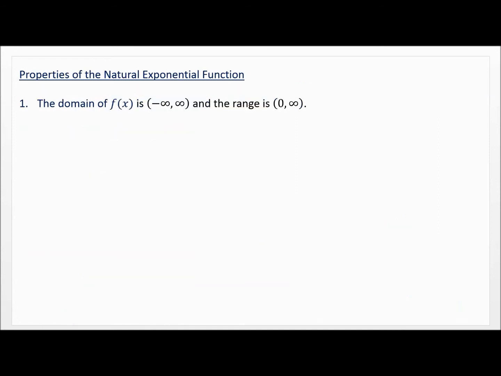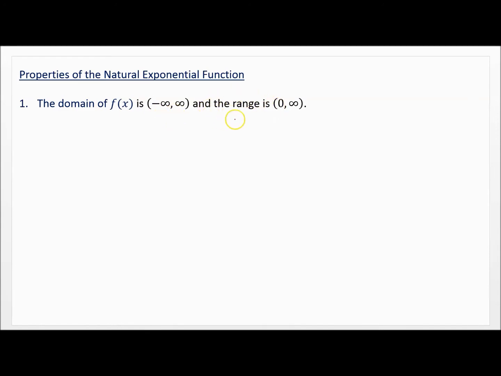Next, I'd like to give you a list of properties of the natural exponential function. Again, keep in mind the natural exponential function is the inverse function of the natural logarithm function. So the domain would be the range of the logarithm function, and the logarithm function has a range of negative infinity to infinity, so that turns into the domain.